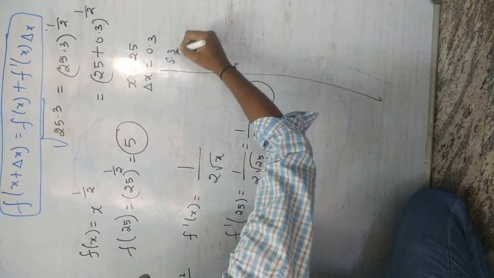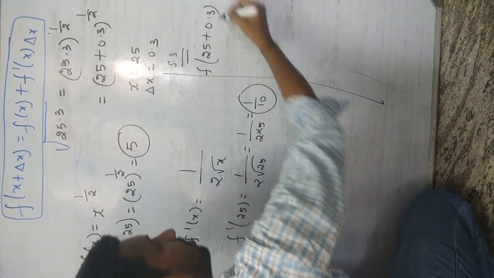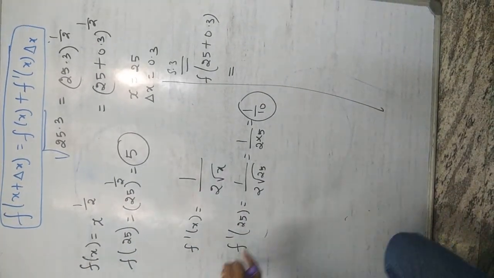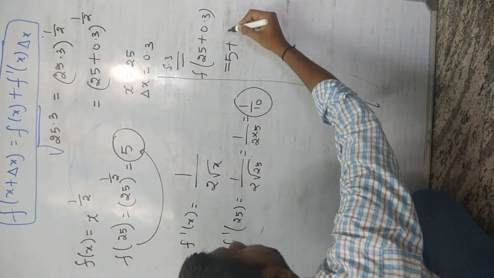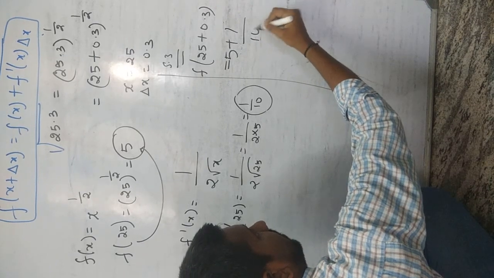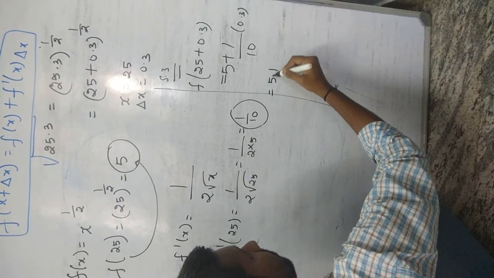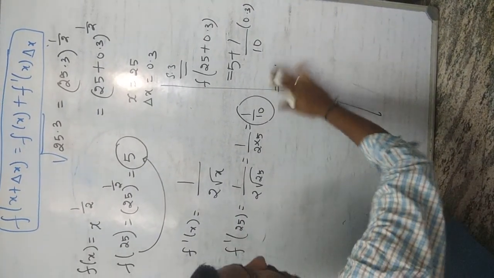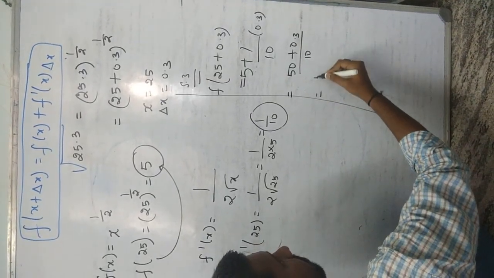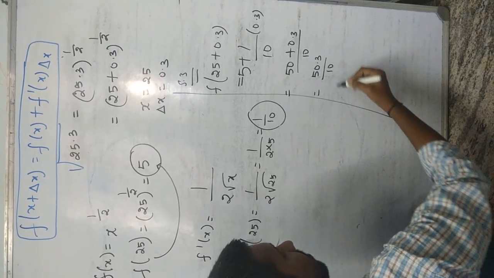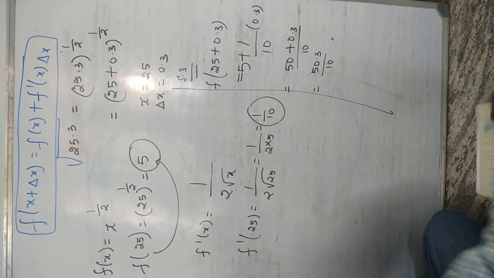Next, step number 3, substitute in the formula. F of x plus delta x is equal to f of x value 5 plus f dash of x value 1 upon 10, delta x value 0.3. So 5 plus 0.3 upon 10. If you have a doubt, take LCM. 50 plus 0.3 upon 10, the value is 50.3 upon 10. Then find out the value. I'll move on to the third sum. Those who have a doubt, I'll move on to the third sum.